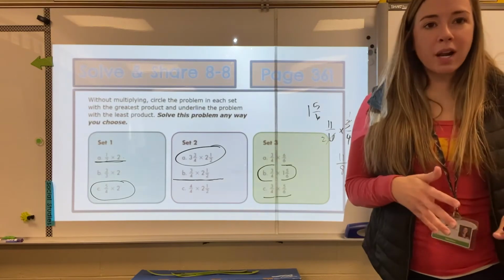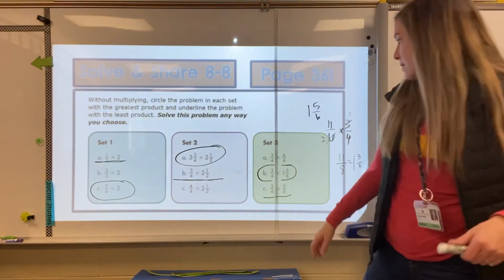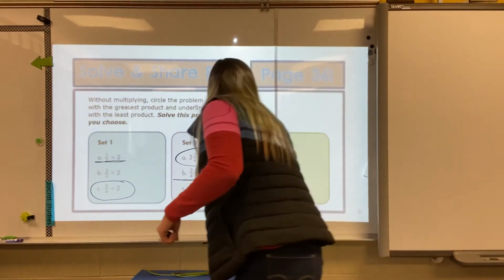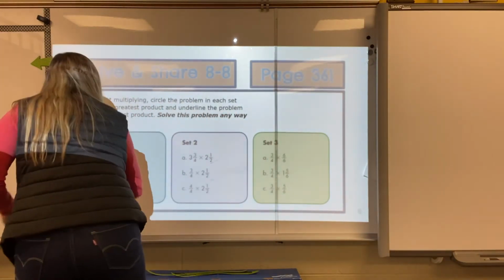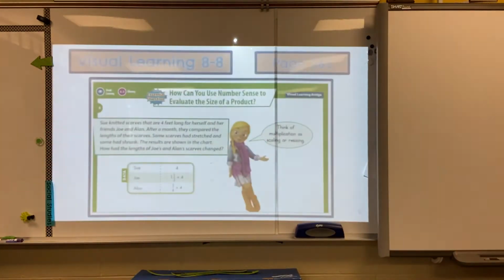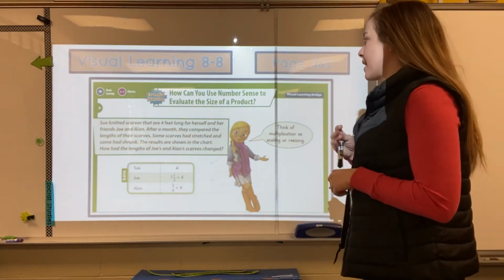We're going to try to keep working on a couple of these, and it's just trying to build our number sense with these fractions. So here's our essential question. How can you use number sense to evaluate the size of a product?